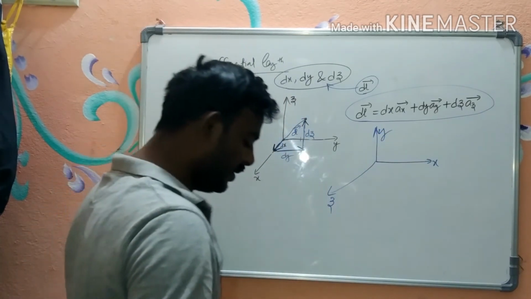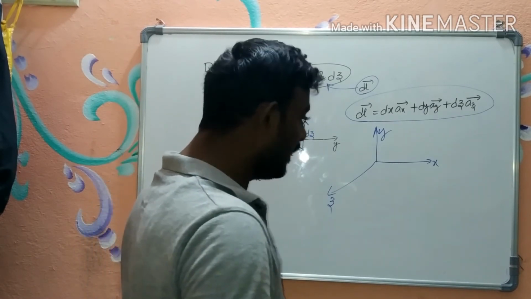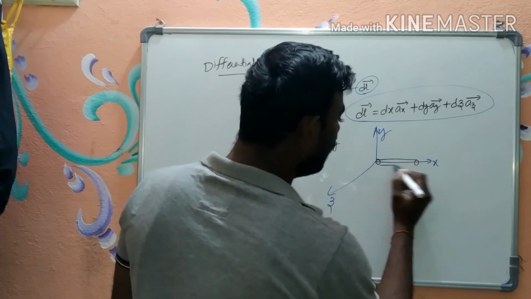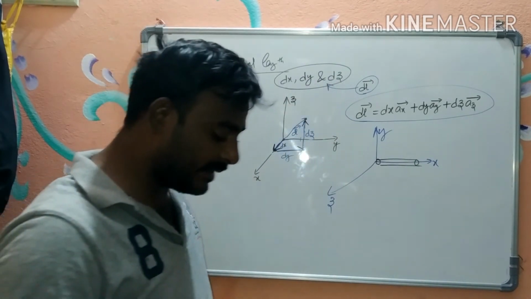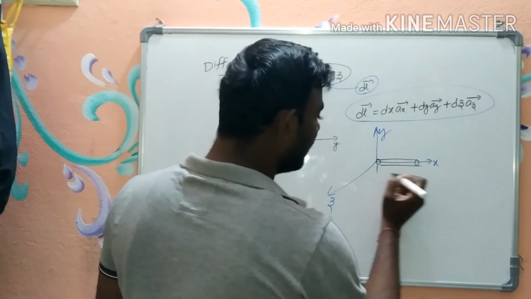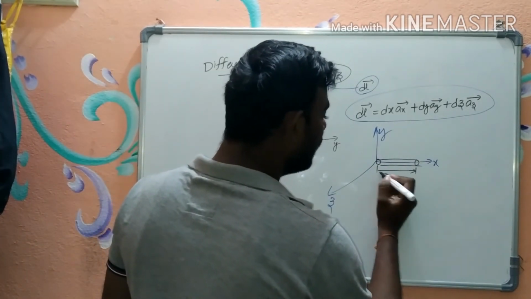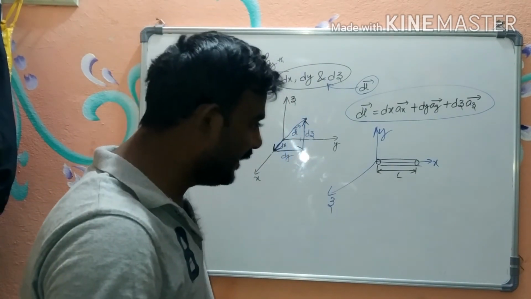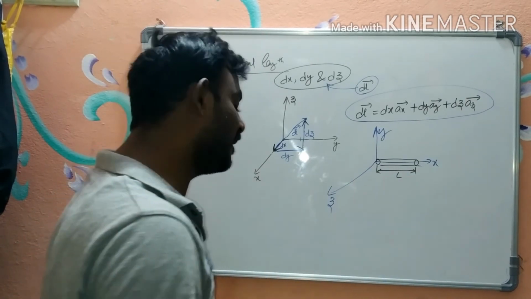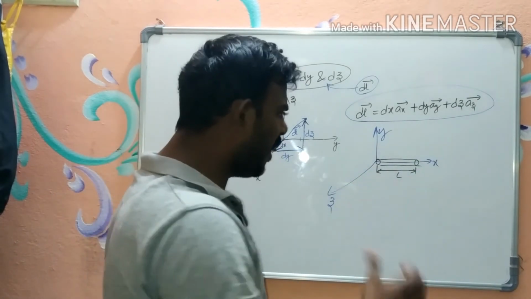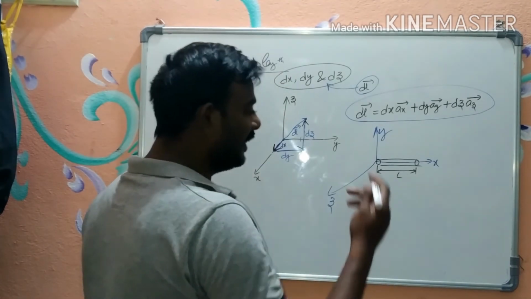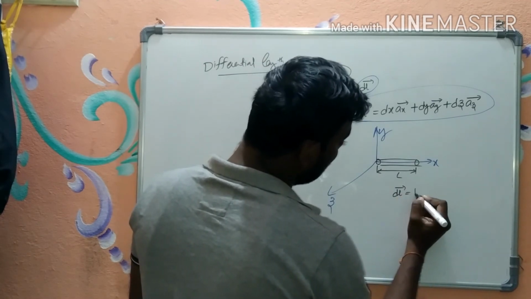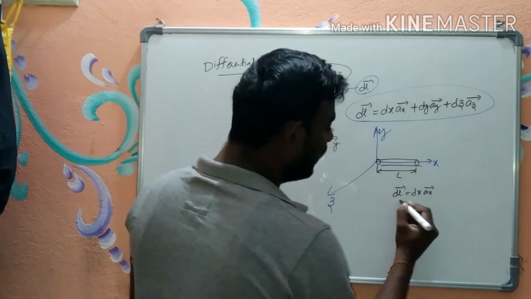Now observe, I have placed a conductor along the x-axis, and this conductor has some length L. Now, how to find the length of this conductor? In order to find the length of the conductor, the differential length that we need to consider is dl bar as dx ax bar only.